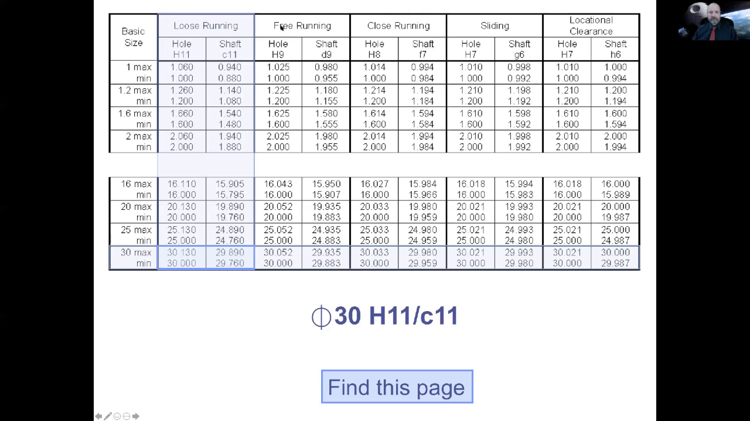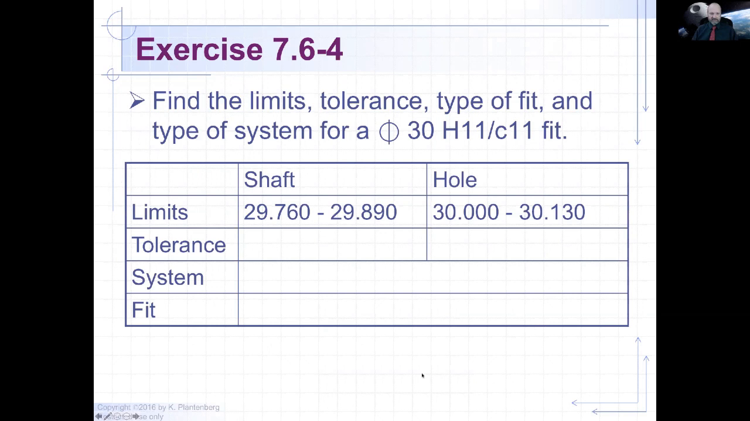And of course, if it was a free running fit, then you would specify it as an H9D9, right? It's a smaller number. So a smaller number means that the fits get closer together and you have less space between the shaft. Okay. All right, let's go to the next one.